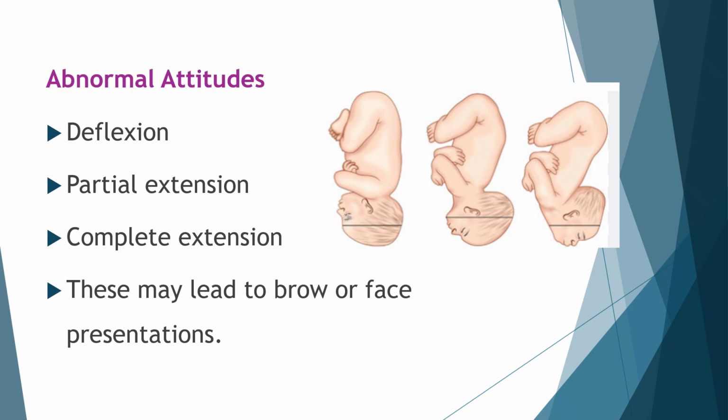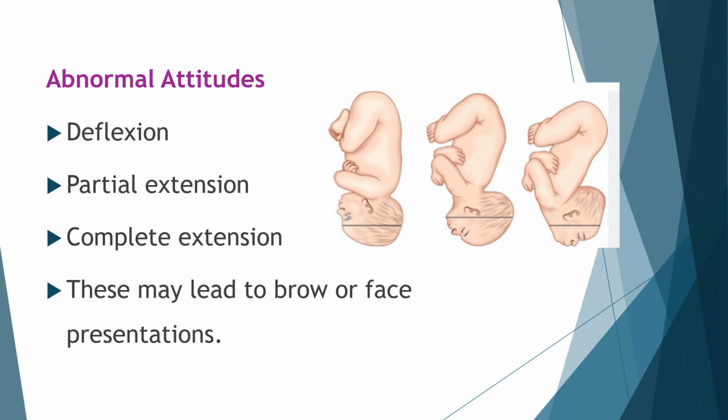Dear students, we have learned that the normal fetal attitude is general flexion. However, sometimes the baby may not maintain this flexed posture. These are called abnormal attitudes. The first abnormal attitude is deflection, where the baby's head is not fully bent towards the chest. As the degree of extension increases, we may see partial extension or even complete extension of the head.